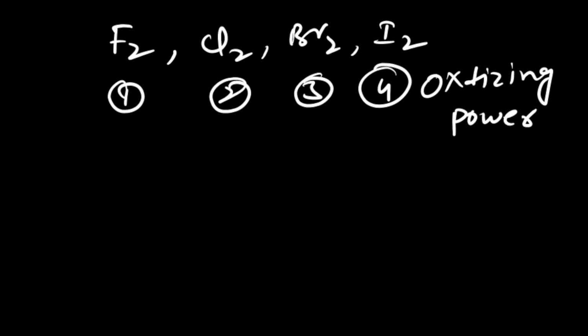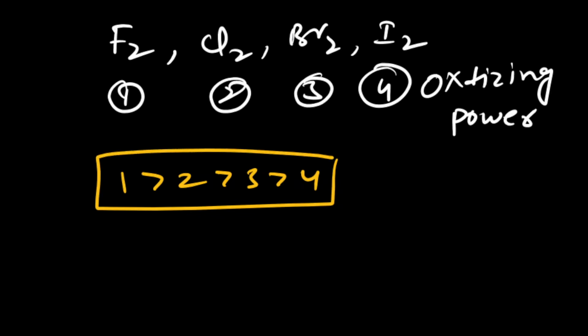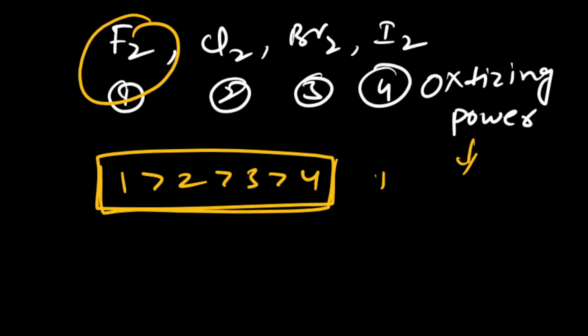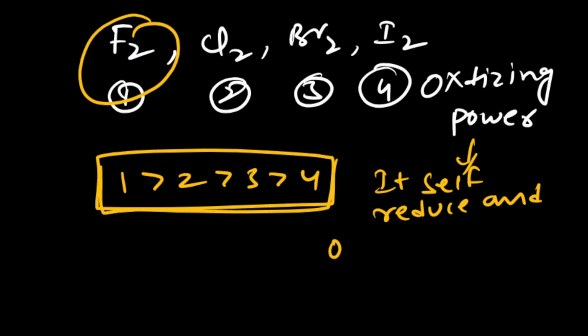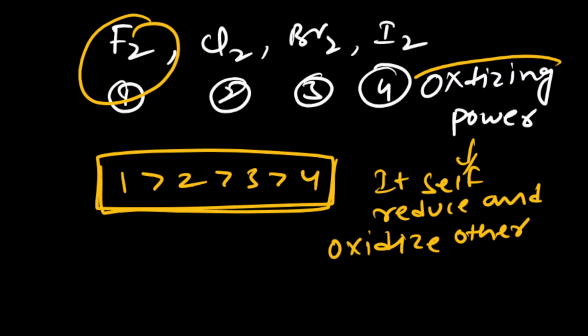Yes. 1 greater than 2 greater than 3 greater than 4. Good. Oxidizing power order will be 1 greater than 2 greater than 3 greater than 4. No. Oxidizing power means itself reduce and oxidize others. Itself reduce and oxidize others is nothing but oxidizing power.